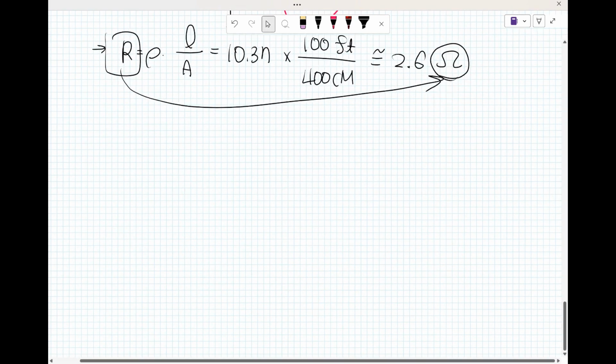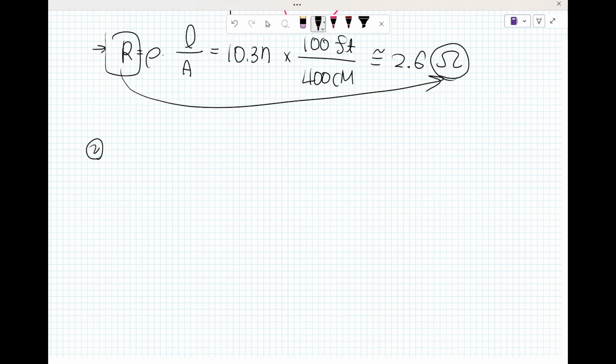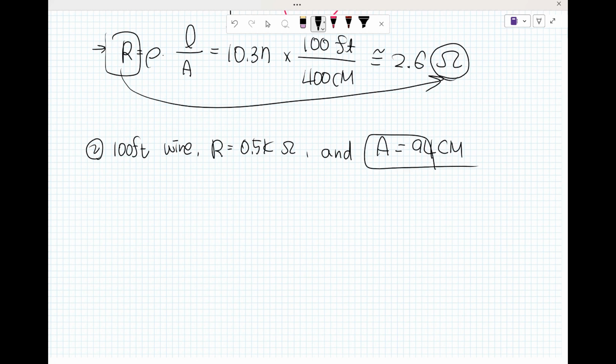All right. Another sample question. Okay, so the given is 100 feet wire and resistance of 0.5 kilo ohm. Okay, and the cross-sectional area is what? 94 cross-sectional CM. Okay. So now the question is, what is the material?